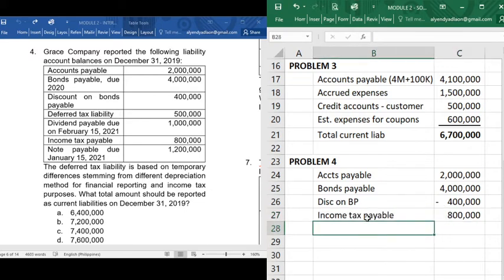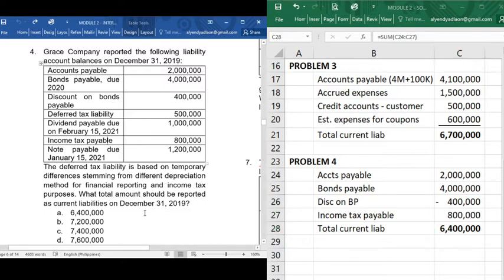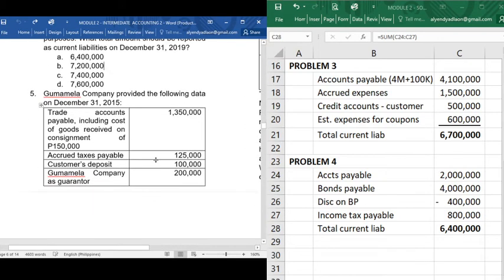And then lastly, we have note payable due January 15, 2021. So just like the dividend payable, it is payable beyond 1 year. So it is not a current liability. So for this problem, how much is the current liability? We have 6,400,000. Okay, 6,400,000, and that is letter A. Alright, now let's proceed to number 5.